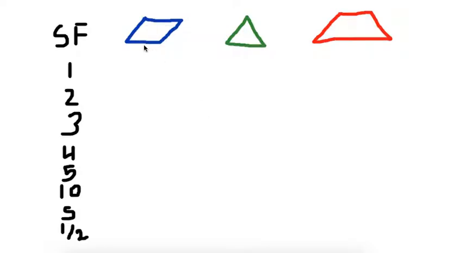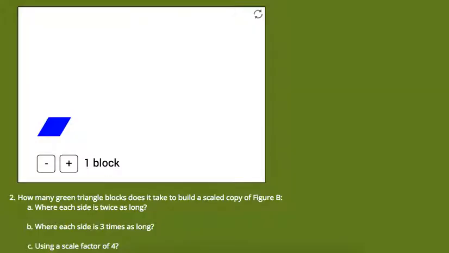Hello, so today we're going to look at the impact of scale factor on area of objects. We know that when you have a scale factor, you are going to multiply all of the side lengths by that scale factor, but we want to see now what does that do to the amount of space that's inside of a shape. So we're going to start with this guy here.